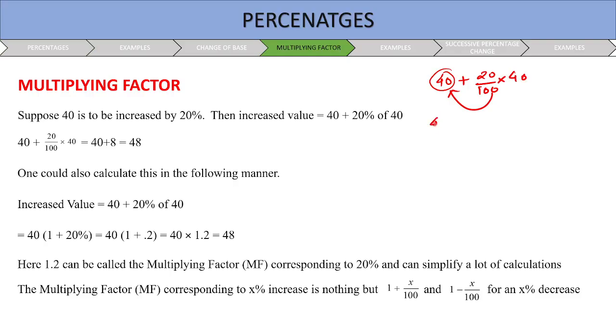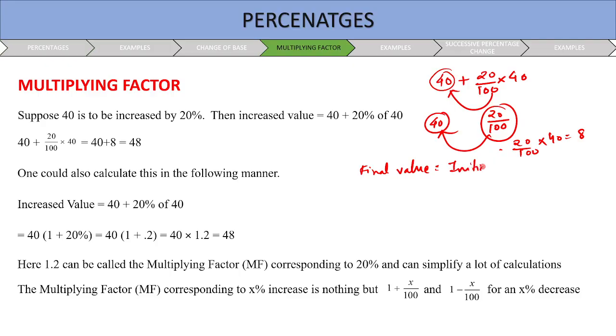I will reiterate. Initially, you have 40 rupees. Now this value is increasing by 20%. So this 20% is of what value? Of 40. So 20% of 40 is what? It is 8. So what will be your final value? It's your initial value plus increase. The initial value was 40 plus increase is 8. So the final value will be 48.